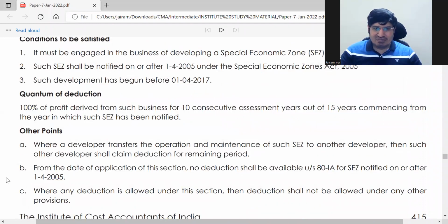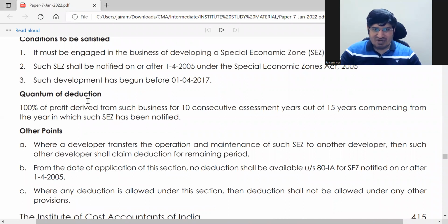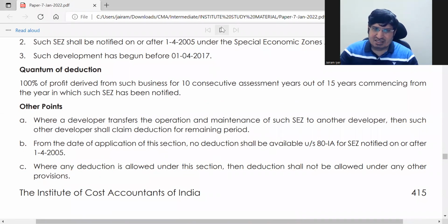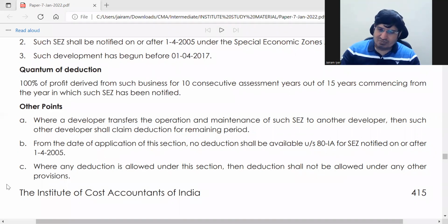ठीक है? This is 80 IAB section which we did just now. Quantum of deduction is this much. Okay, and this line is again repeated here. From the date of application of section, no deduction under 80 IA. Okay. So this is there, and where deduction is allowed under this section, no deduction under any other section. That we know, right? Already. So ये चलिए, ये हो गया ये points, and then all other points.